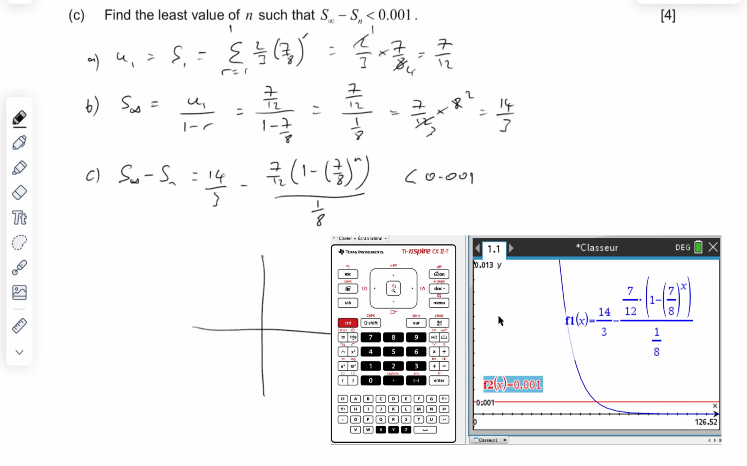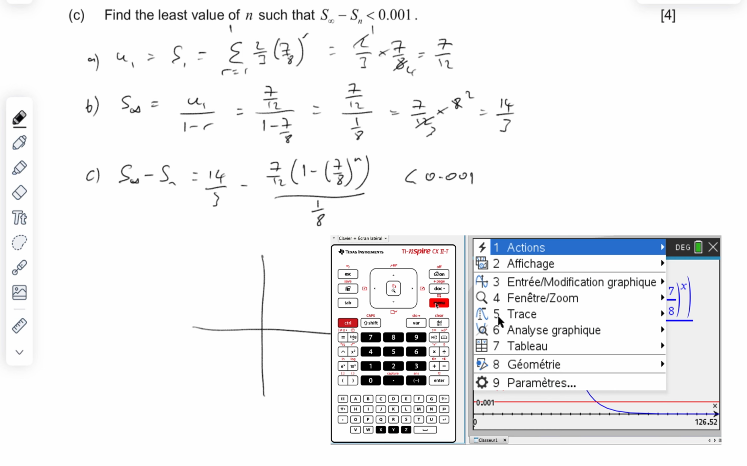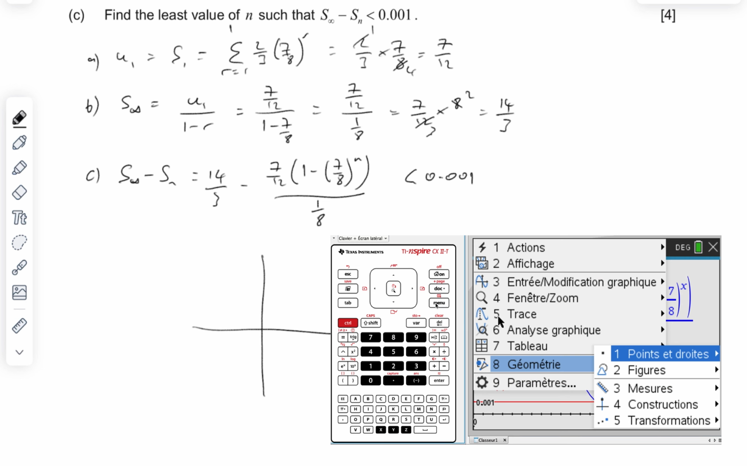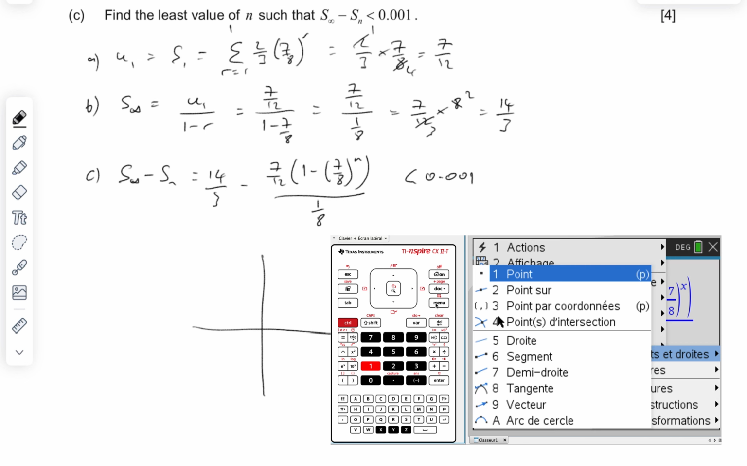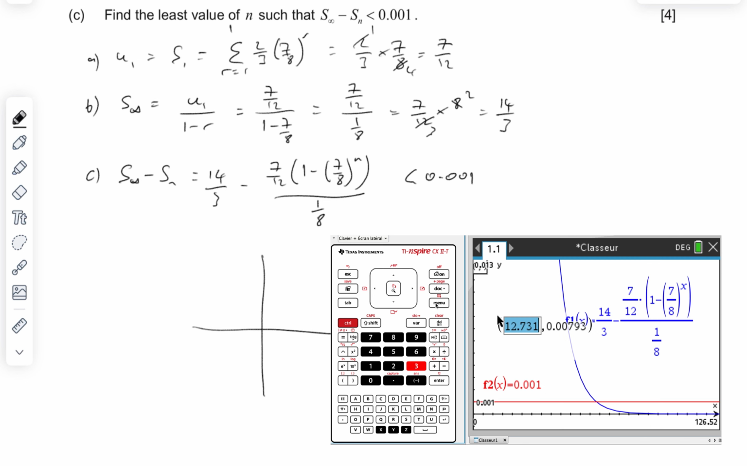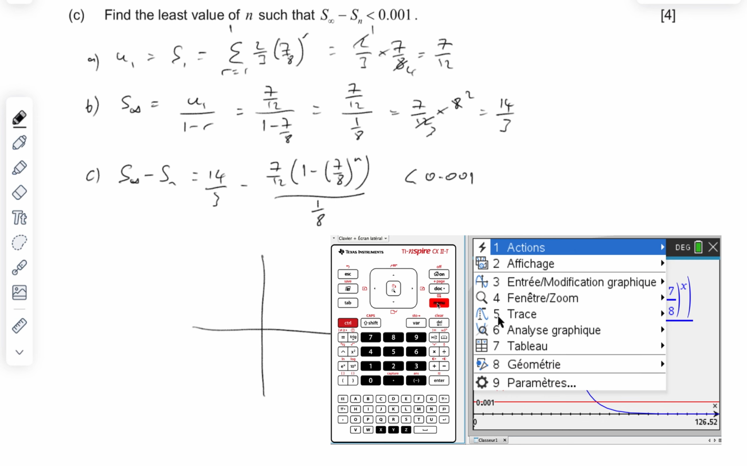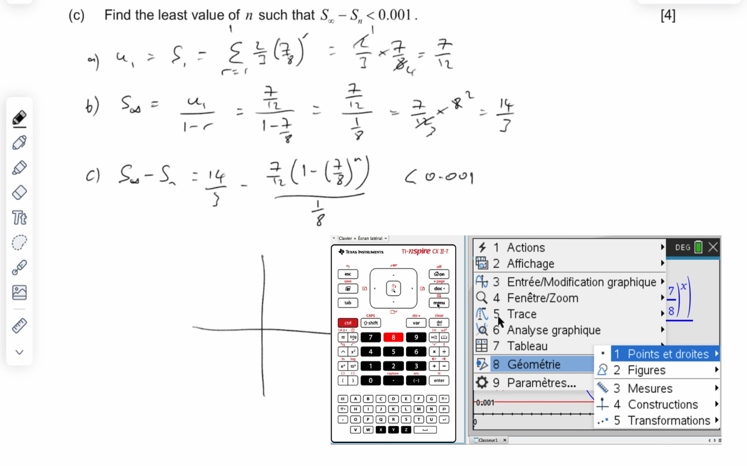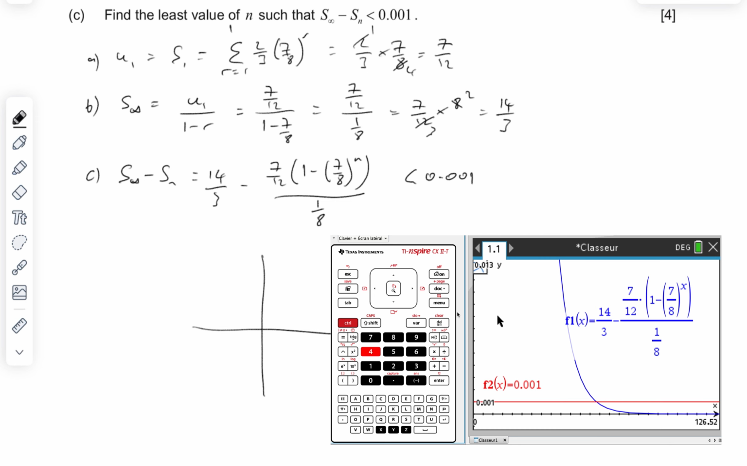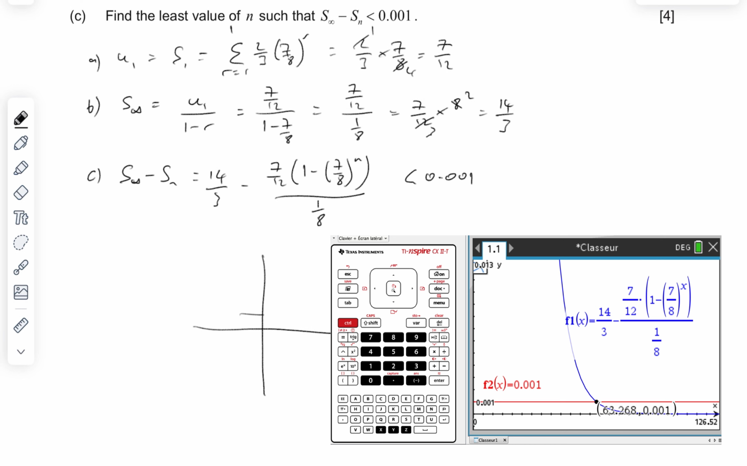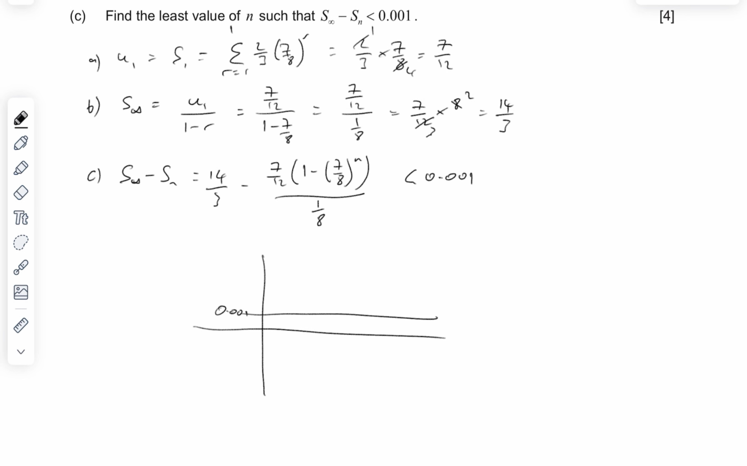And now intersection points. So menu, geometry, points and lines, intersection points. Whoops, done the wrong thing. Escape from that. Menu, geometry, points and lines, intersection points, number 4. Click on the first graph, click on the second graph. There's my intersection point. So we need to be right at that 64. Once we've done that, we found there is 0.001.